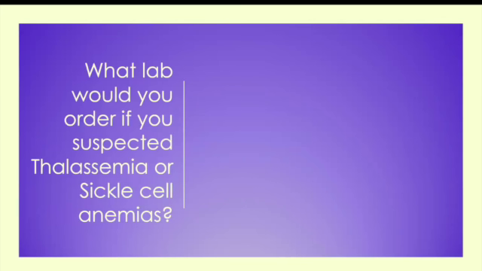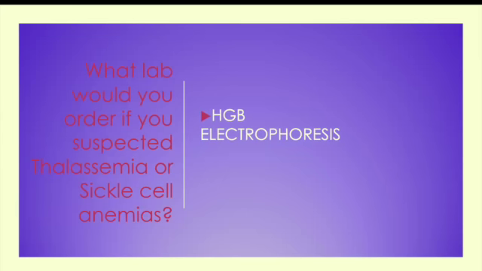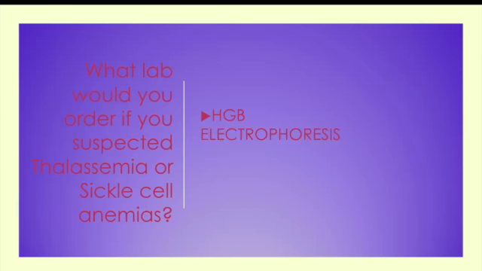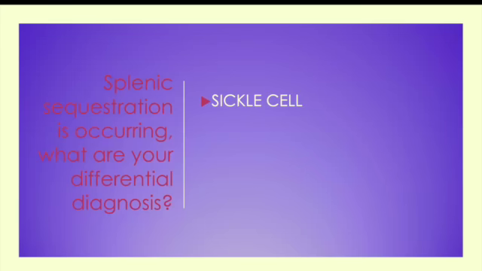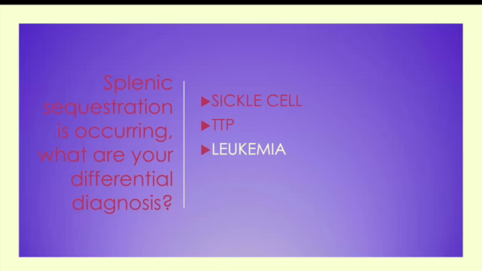What lab would you order if you suspected thalassemia or sickle cell anemias? So hemoglobin electrophoresis. Splenic sequestration is occurring, and what are your differential diagnoses? Oh, there's a couple. So we would do sickle cell, yes, definitely. TTP, yes, definitely, because that's the microclots that are happening in the vasculature. And if it happens in any of the arteries in the liver, it's going to block the blood flow to it. So, leukemia.